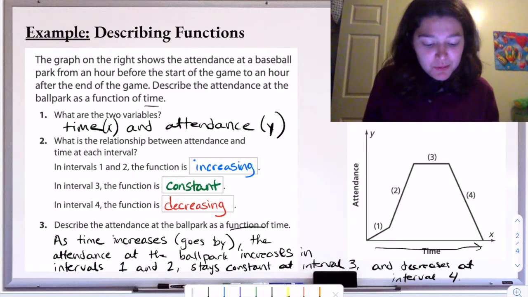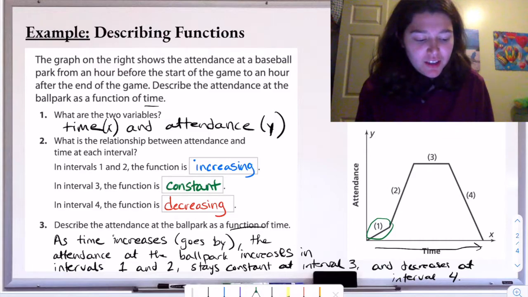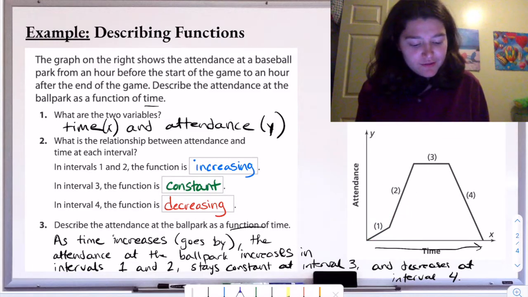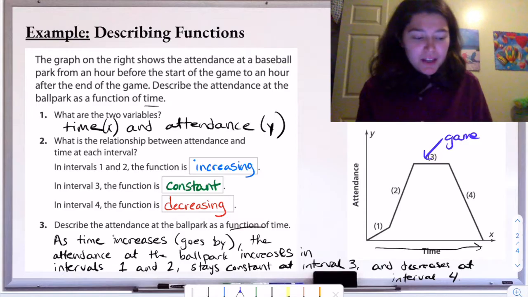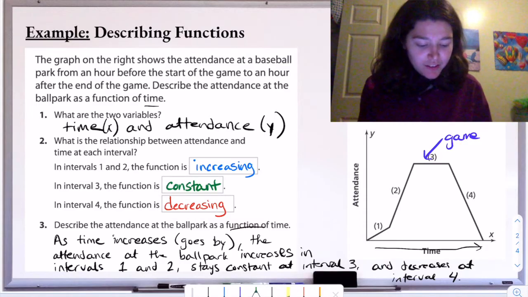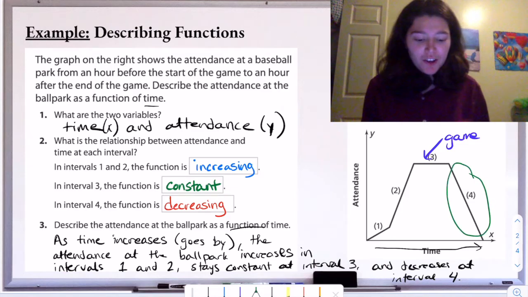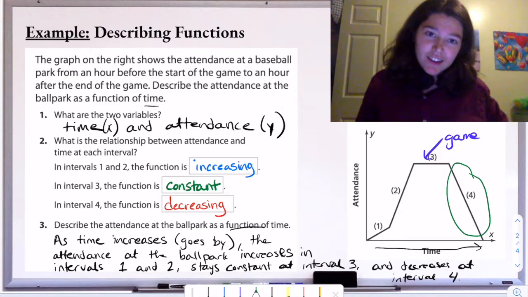This probably means, if we're just imagining a baseball game, people are slowly coming in, then more people come in, then everyone's there. This is the baseball game. That's the game when it's staying flat. People aren't coming, they aren't going, people are watching the game. And then towards the end of the game and after the game, everyone goes home. Right? So it would make sense first people are increasing, then it's staying constant, and then it's going down.